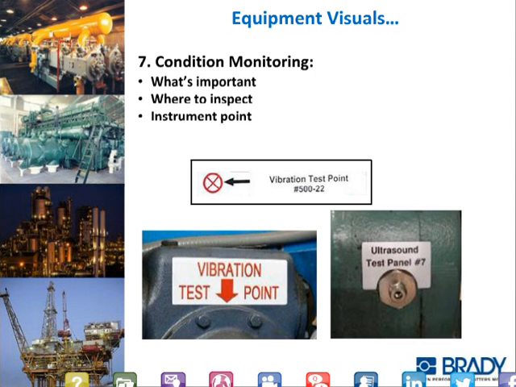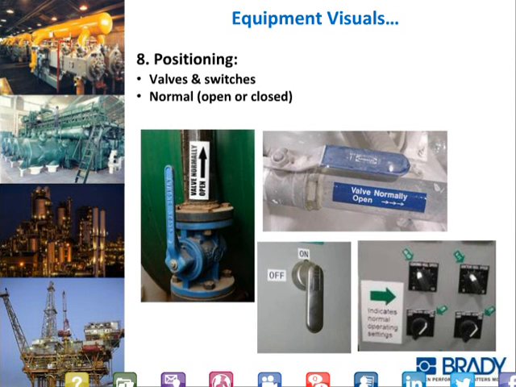Positioning valves and switches. Again, in lots of plants, you take it for granted. Well, the valve's supposed to go this way if it's open, this way it's closed. Well, what's the normal position? And you can see valve normally open. We line the label with the valve handles. The ball valve handle in the center to the right, the valve normally open. It aligns with the handle.